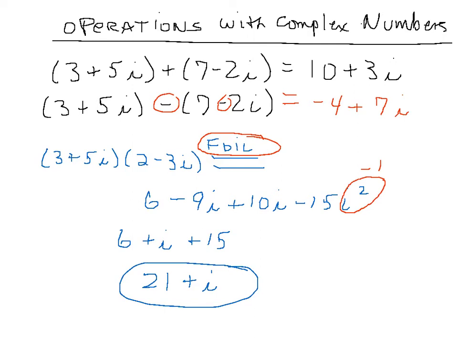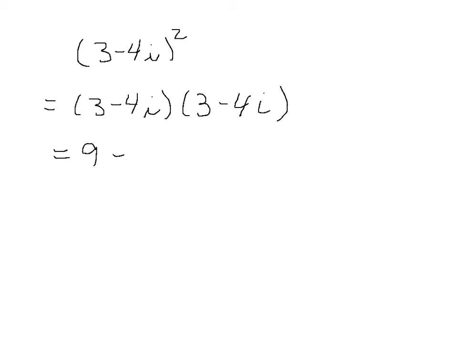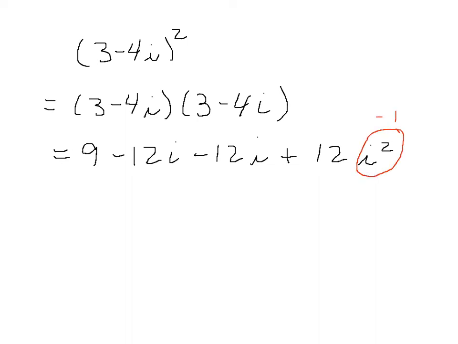So let's look at another example or two. Something like this is always going to screw you up unless you remember that this should be written as 3 minus 4i times 3 minus 4i. And now if we use FOIL, we get 9 minus 12i minus 12i plus 12i squared. And it's going to show up every time. We have to remember that i squared is minus 1.